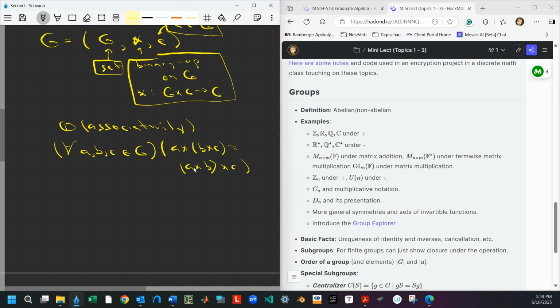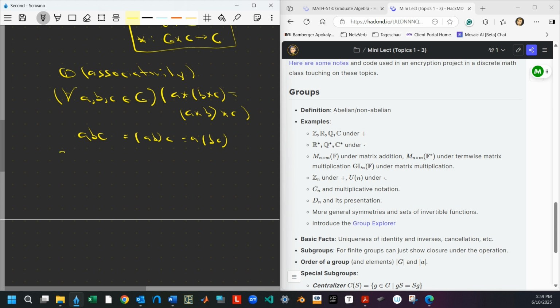And because of this, we don't have to worry about parentheses at all, right? So we can just write things. In fact, we will very often write things like ABC, and this could mean AB and then C, or it could mean A and then BC, and it doesn't matter. That's what this tells us.